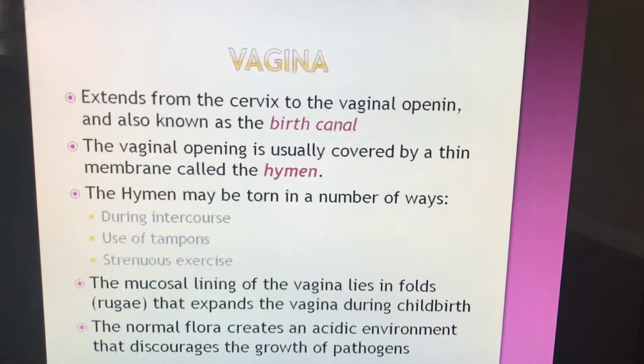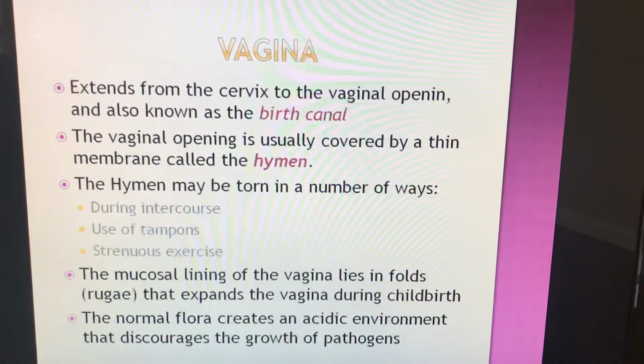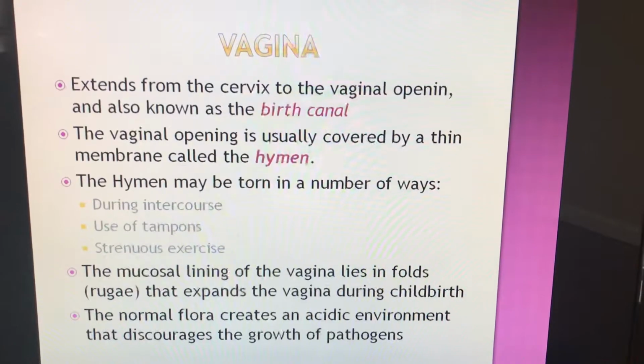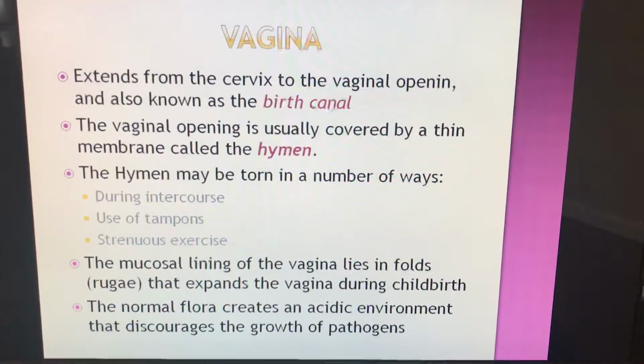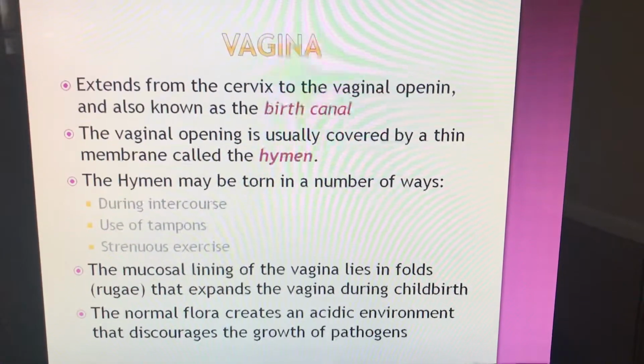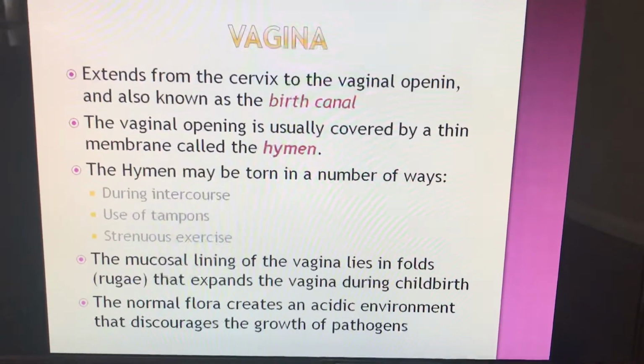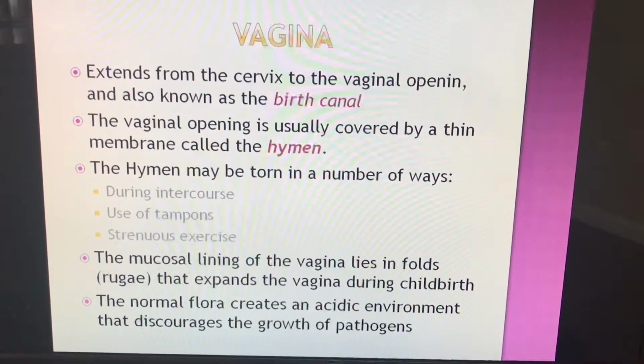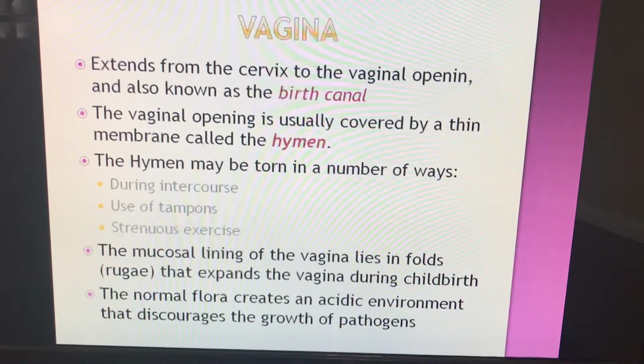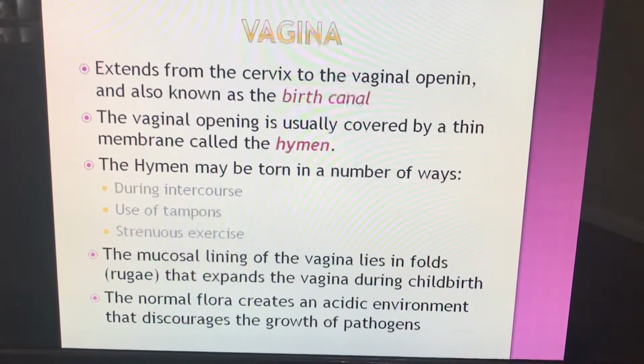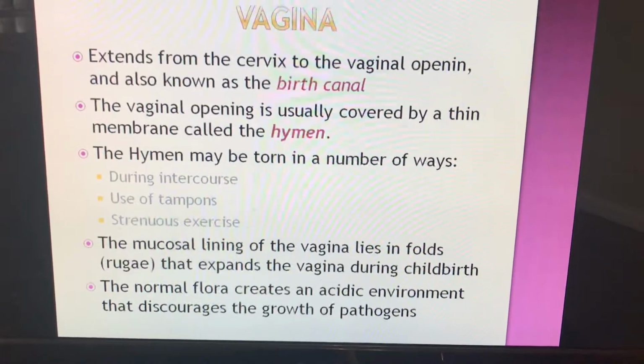The vagina, it extends from the cervix to the vaginal opening. It's also known as the birth canal. The vaginal opening is usually covered by a thin membrane called the hymen, and the hymen may be torn in a number of ways, such as during intercourse, use of tampons, or strenuous exercise.